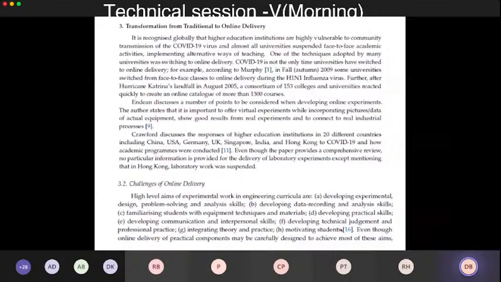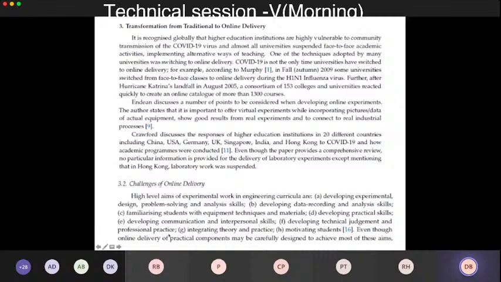The challenges I would like to talk about a little here are developing experimental design, problem solving and analysis skills, which really need practice, that we have to do many times repeatedly, and developing practical skills, then developing communication and interpersonal skills, developing technical judgment and professional practice, then integrating theory and practice, and motivating students. These are some challenges of online delivery on this virtual platform.